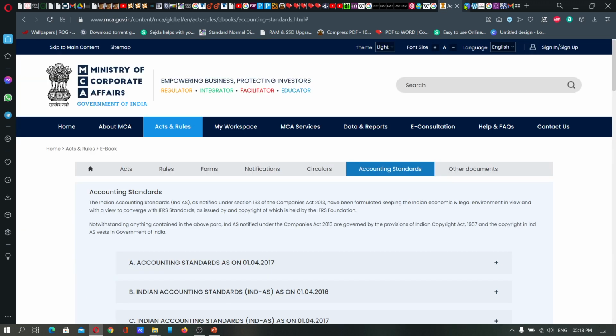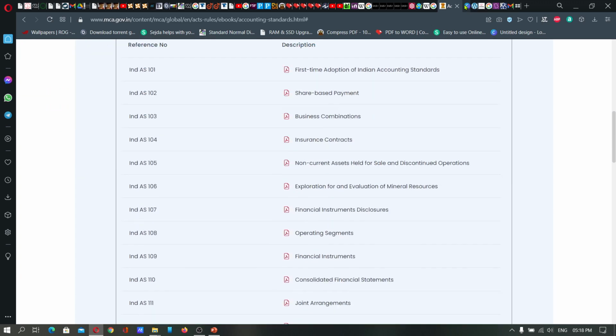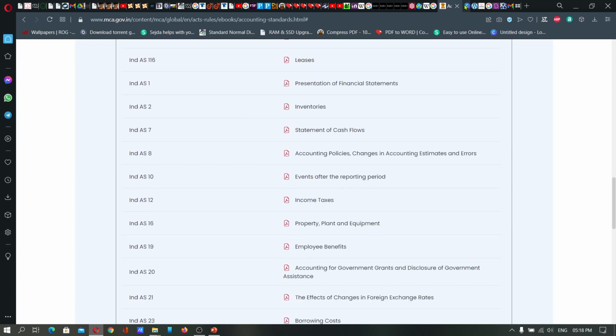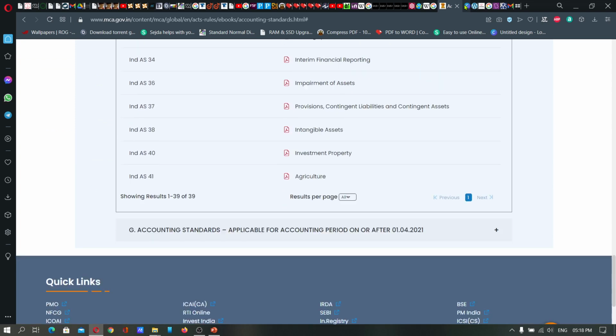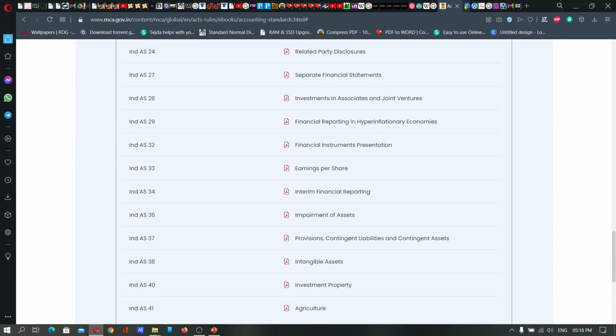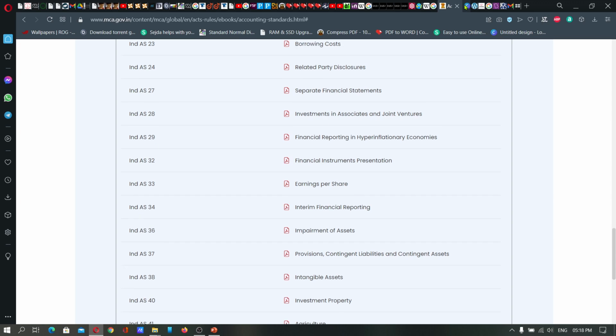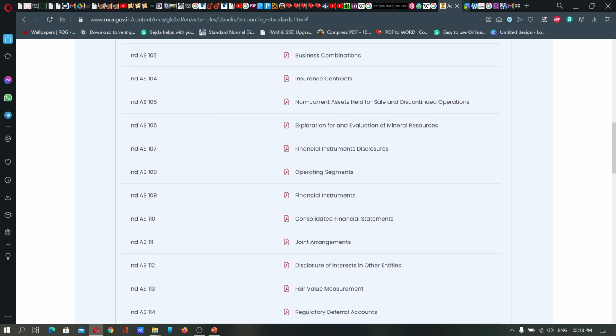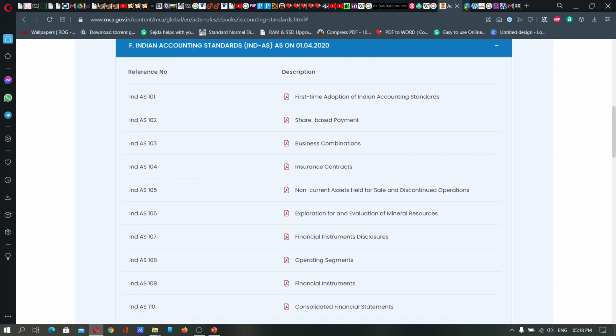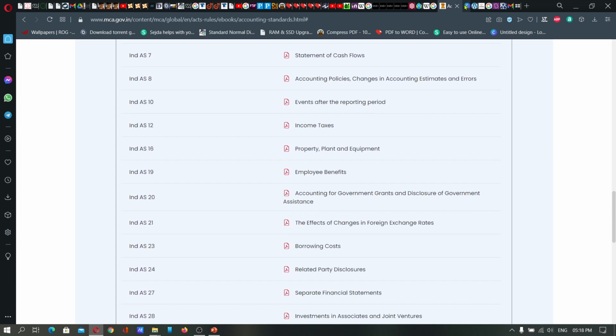So these are the accounting standards that are currently in operation in our country. So go through all these Ind AS standards, familiarize each of the heads and what are the contents of each of these standards. And if you have any queries with regard to that, please do let me know.